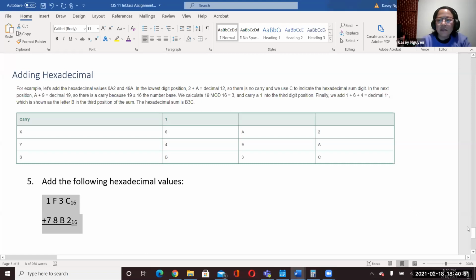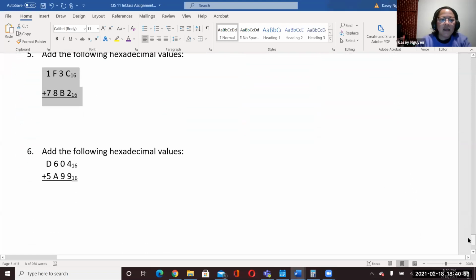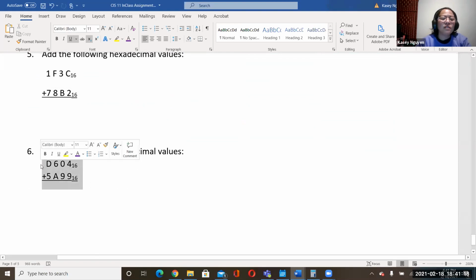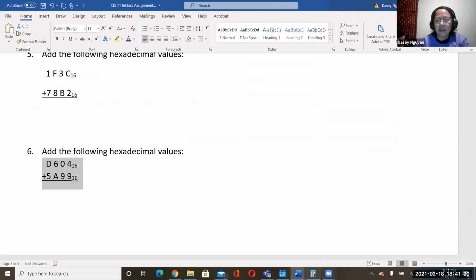Okay, so that was number 5. And then you can try number 6. So real quick, right? 4 plus 9 is 13. What is 13 equivalent to? A, B, C, D, E, F, or what? Which one, right? Put that letter down. 0 plus 9 is 9. 6 plus A is 16. 16 mod 16 is 0 with the 1 carry. I'll do this one with you because I think you might be confused.